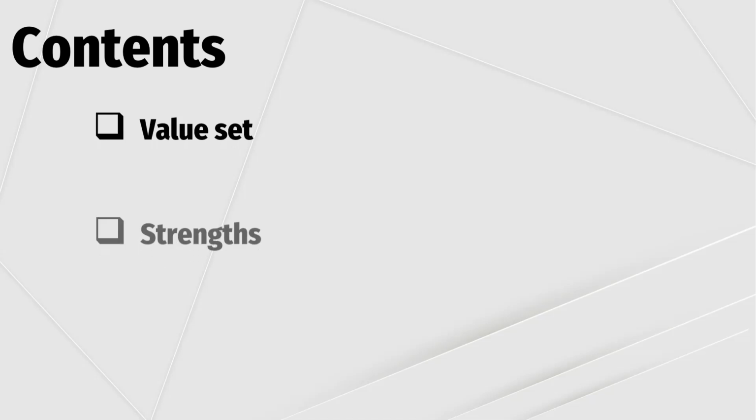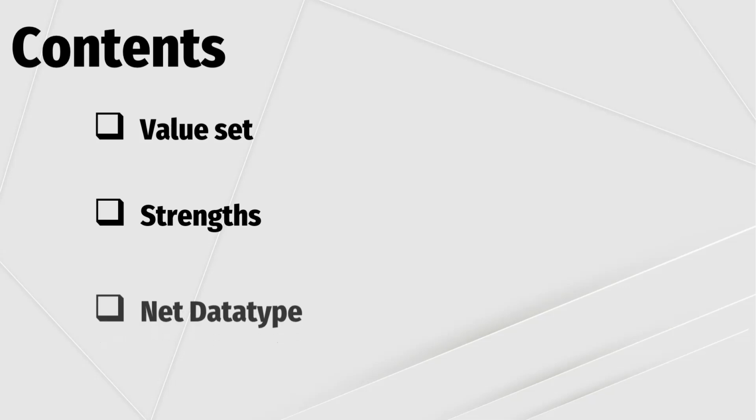Next, we'll move on to strengths. This might be a bit new for some of you, but it's important. We'll discuss how Verilog models the strength of signals. Finally, we'll explore net data types. Nets are essential in Verilog for connecting different parts of your design.